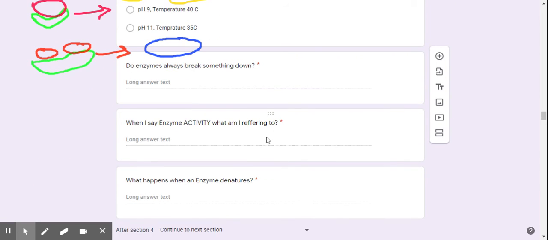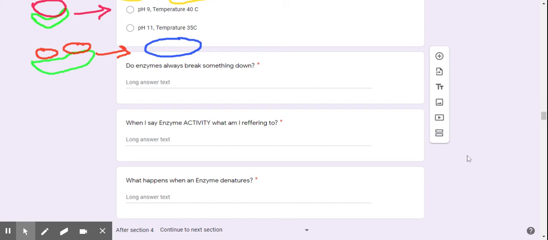But an enzyme's activity is referring to its job. It's what it's doing in the reaction. And that all depends on what's happening in the reaction. Are we breaking one thing to make more things, or are we combining some things to make one thing? All depends on the reaction.